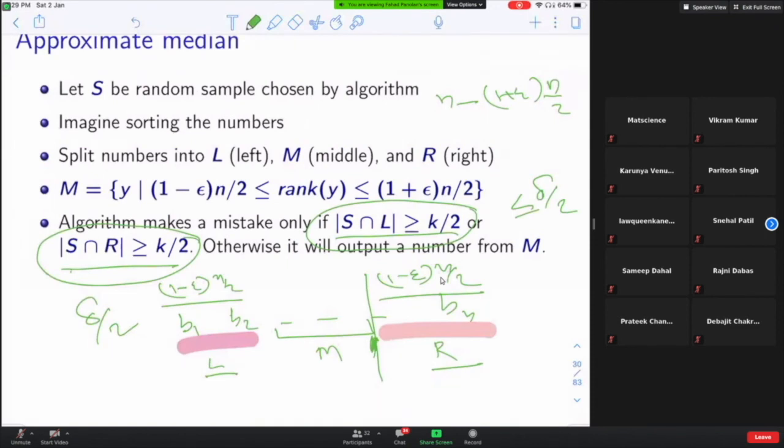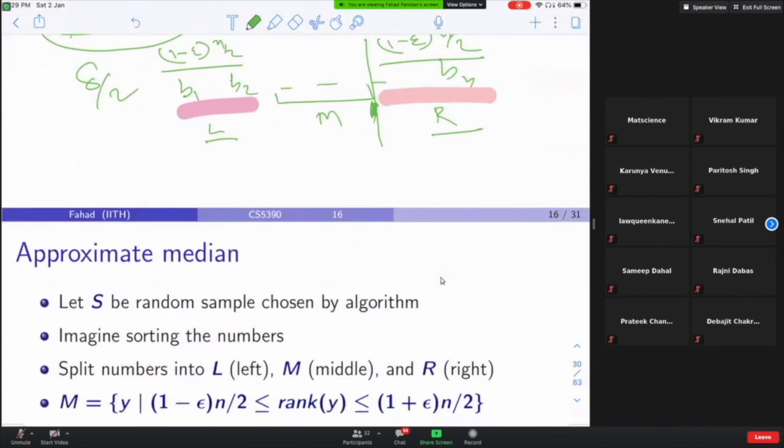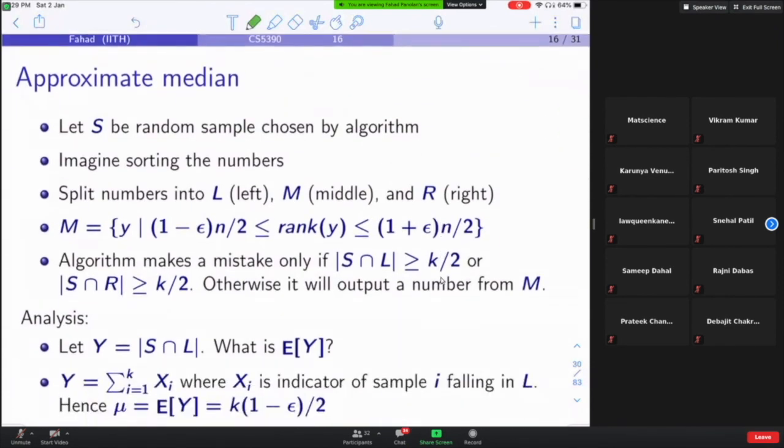Then what do you apply? Union bound. The probability of this or that happening is at most the probability that S intersection L is greater than k by 2 plus the probability that S intersection R is greater than k by 2, which is at most delta by 2 plus delta by 2, which is delta. That is the strategy. Once we prove this, since the argument is symmetric, we apply union bound. So we are going to prove this, and the other I will leave.